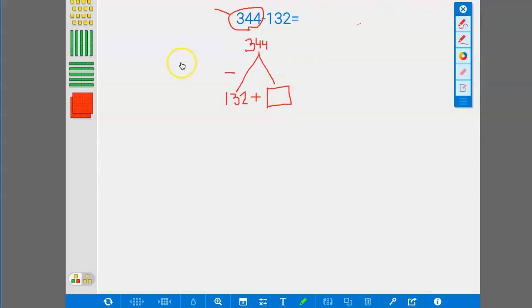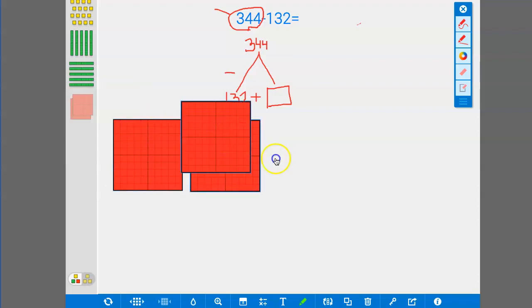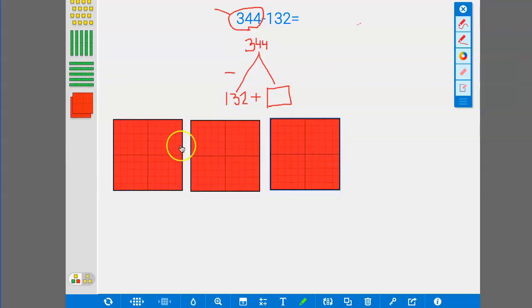So let's use our base 10 blocks to help us. Again, the number is 344. That is our total. And we are taking away, we're not adding, we're taking away 132 from 344. So the only number we need to build is this number in the magnifying glass, the total. So let's build it. 100, 200, 300. This 3, and you'll see 1, 2, 3, that 3 represents each group of 100.